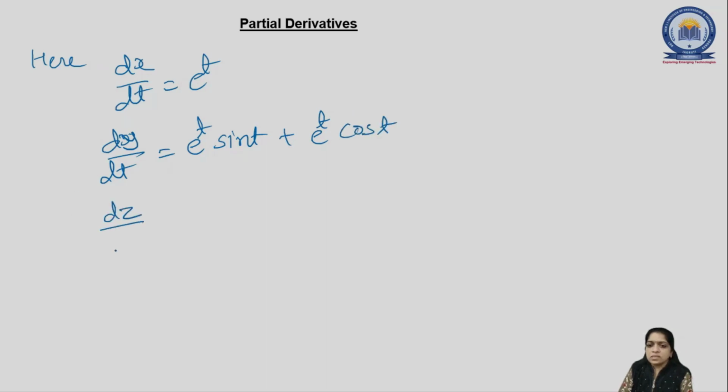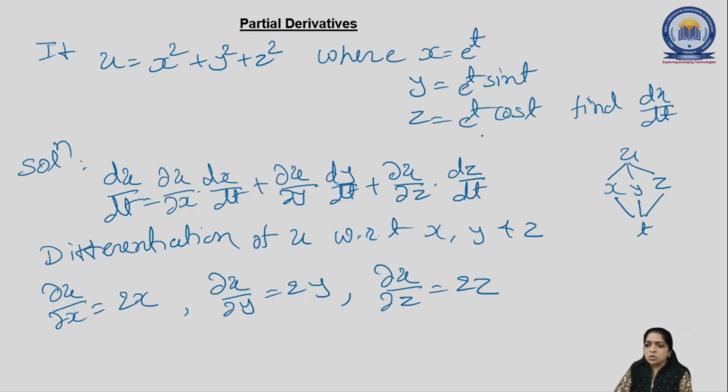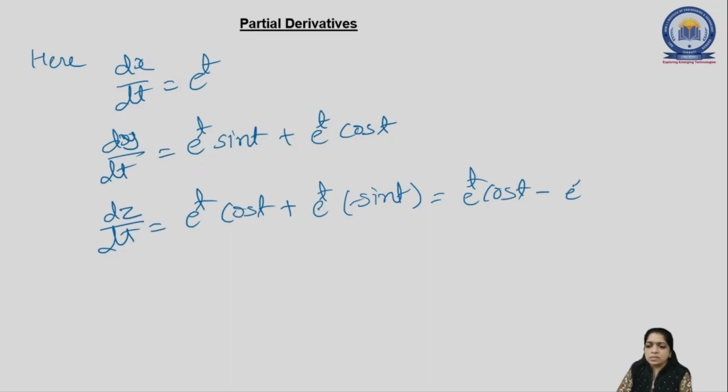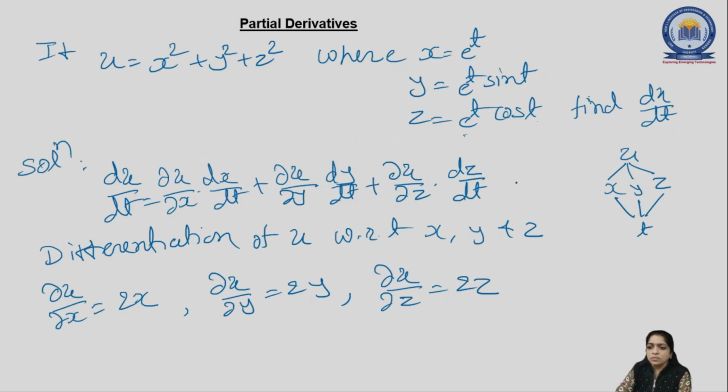The next one is dz by dt. Here z is e raised to t into cos t. So again we are applying the multiplication rule for the derivative, that is e raised to t cos t plus, this one is e raised to t, the derivative of cos t is minus sin t. So here e raised to t cos t minus e raised to t sin t. Okay, now we are going to substitute all these values in this equation 1.